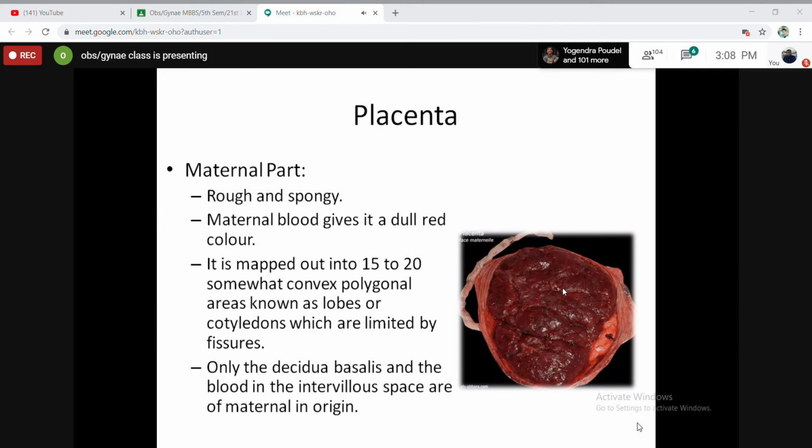So the maternal part, as you can see in the picture, is rough and spongy, and the presence of maternal blood gives it a dull red color, and it is mapped out into 15 to 20 somewhat convex polygonal areas, which are also known as lobes. The area lined by the white arrows is the lobes or cotyledons, which are limited by the fissures. Only the decidua basalis and the blood in the intervillous space are of maternal origin, and the rest of these are from the fetus.